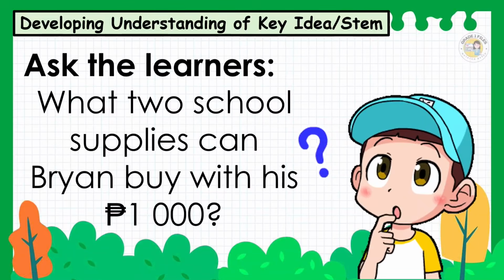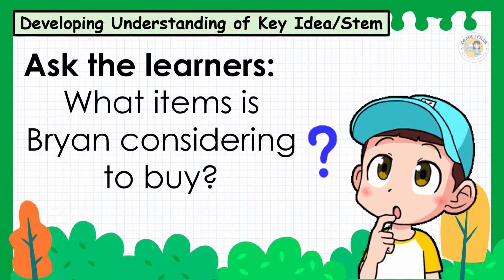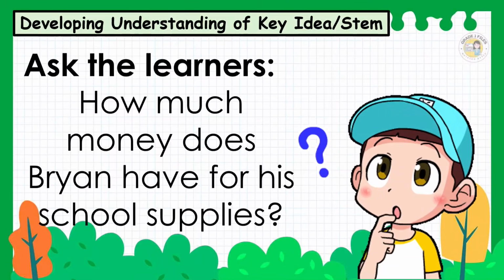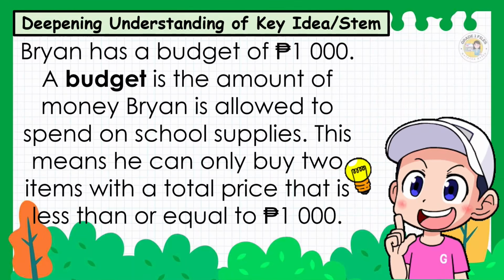What 2 school supplies can Brian buy with his 1,000 pesos? What items is Brian considering to buy? How much money does Brian have for his school supplies? Brian has a budget of 1,000 pesos. A budget is the amount of money Brian is allowed to spend on school supplies. This means he can only buy 2 items with a total price that is less than or equal to 1,000 pesos.